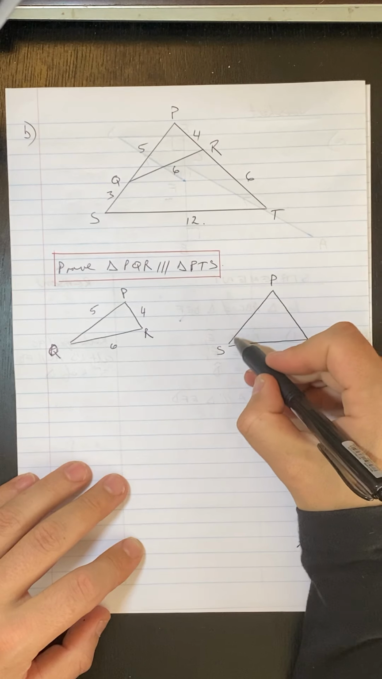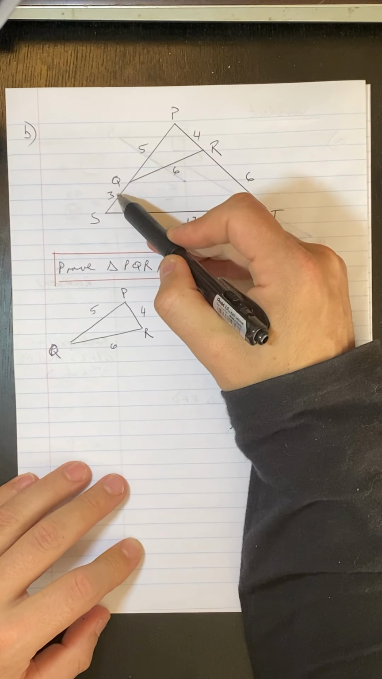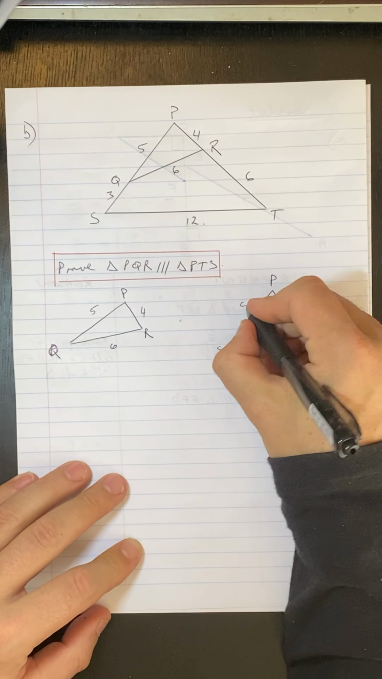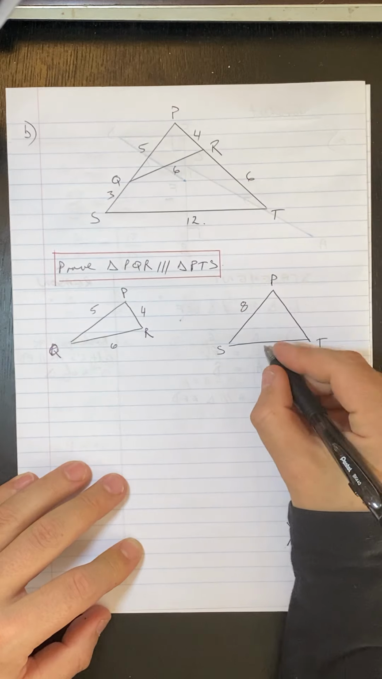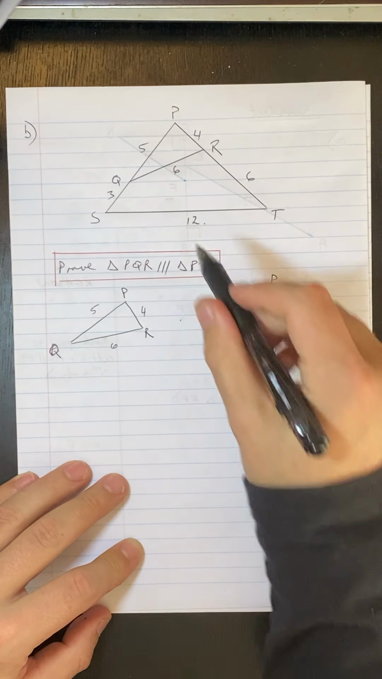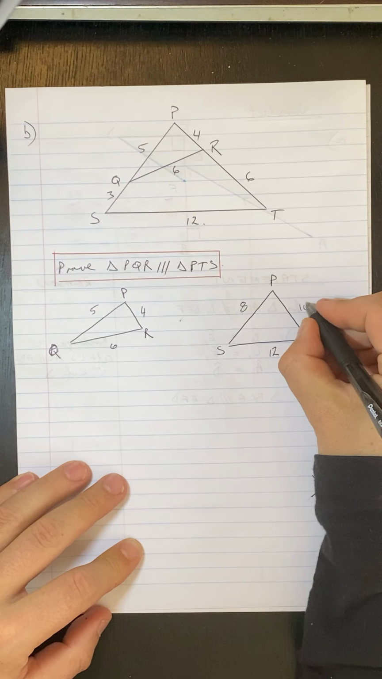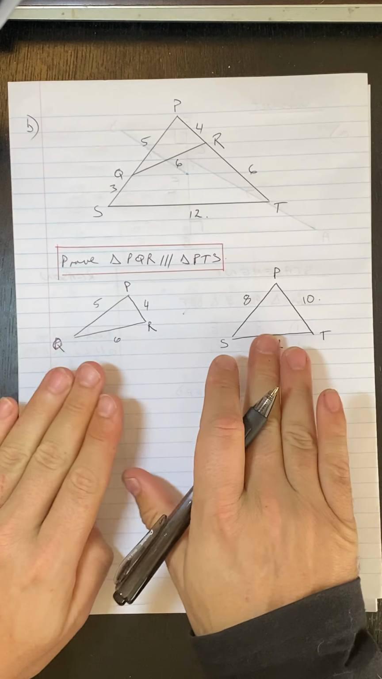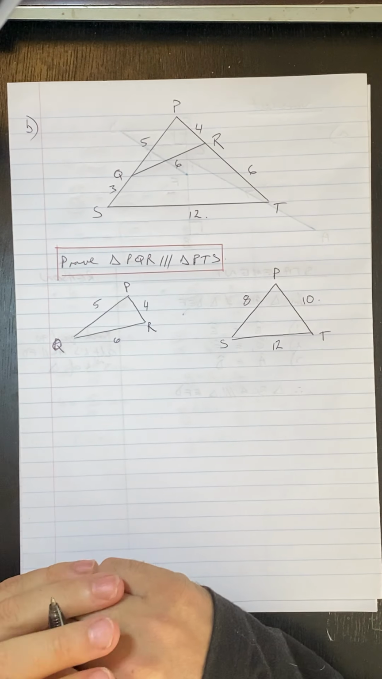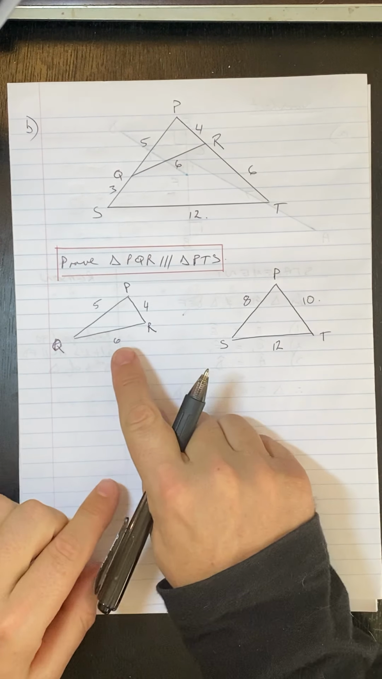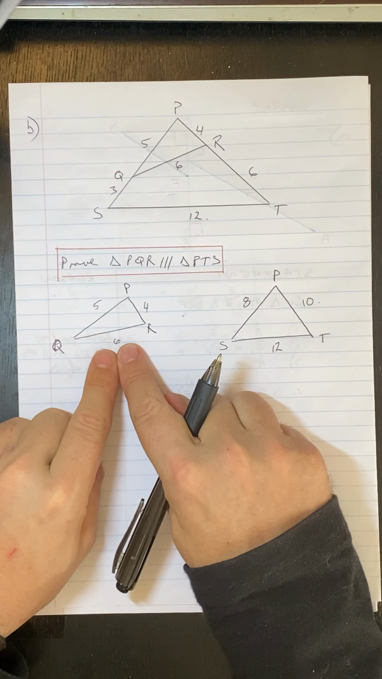Let's have a look at the side PS. PS is this entire length here, so it's 5 and 3. 5 plus 3 gives us 8. Then we've got ST. ST is 12. And then we have PT, so that is 4 and 6. 4 plus 6 is 10. Now I'm going to compare this to the information that they've got here for both these triangles.